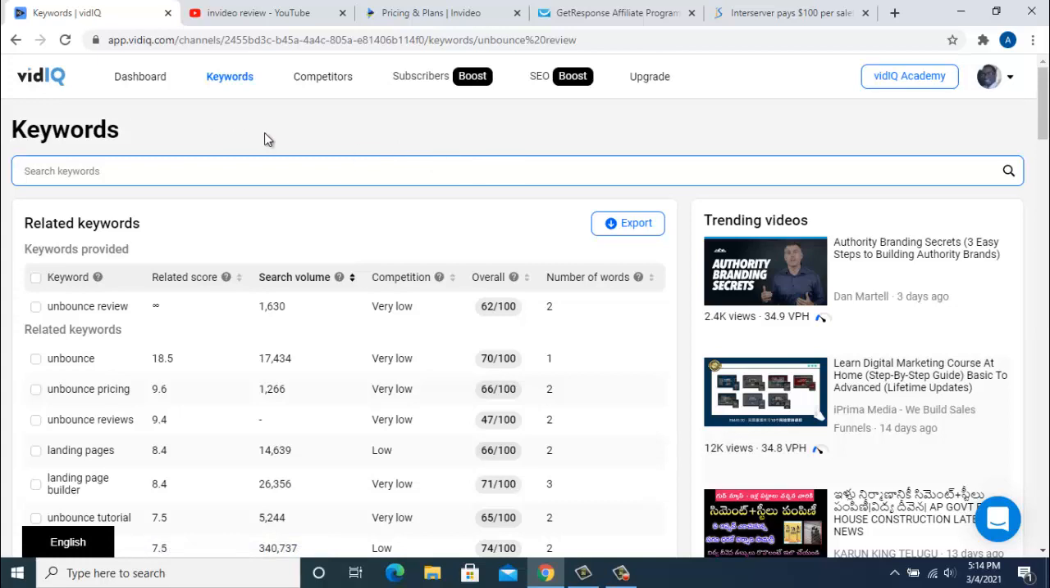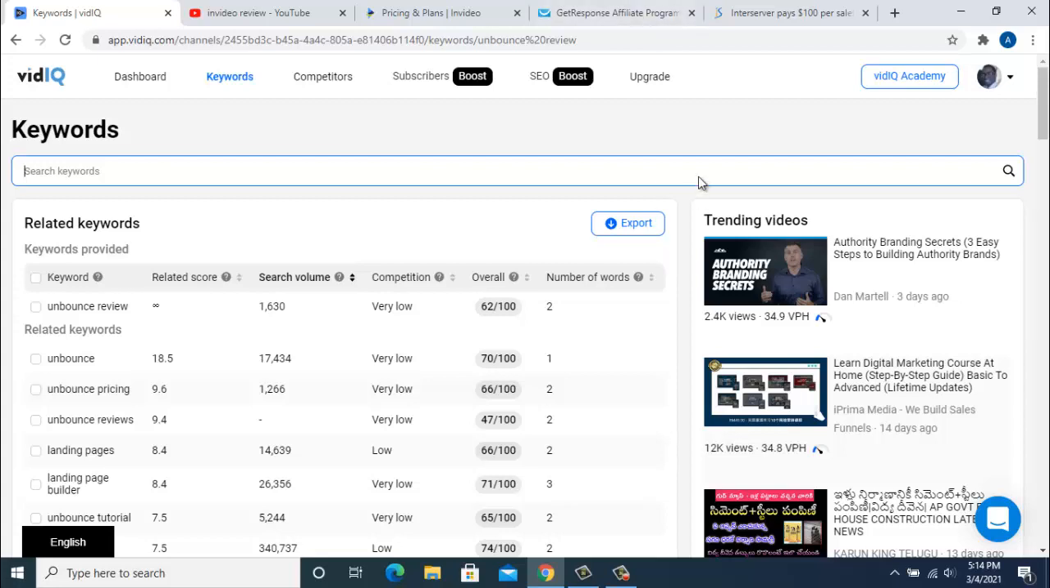vidIQ is a YouTube SEO tool that shows you the keywords that are easy to rank for and the keywords that are difficult to rank for. So before you just jump in and start creating content on YouTube trying to rank for your keywords, you first need to find a tool called vidIQ to help you.